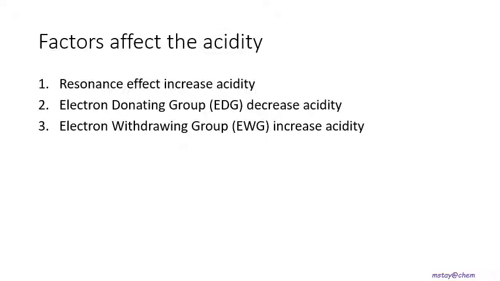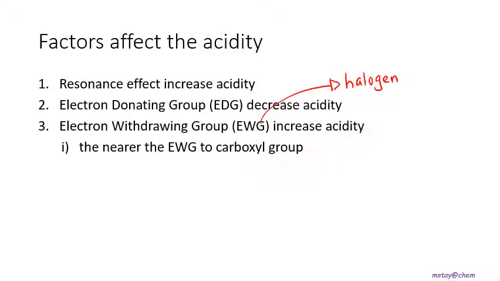When we discuss the EWG, the very common EWG used in our questions is the halogen group. This is one of the EWG, not the only one. This halogen is one example of EWG. If the EWG is nearer to the carboxyl group, the alkoxyl group or the phenol ion, that means the acidity is going to increase.